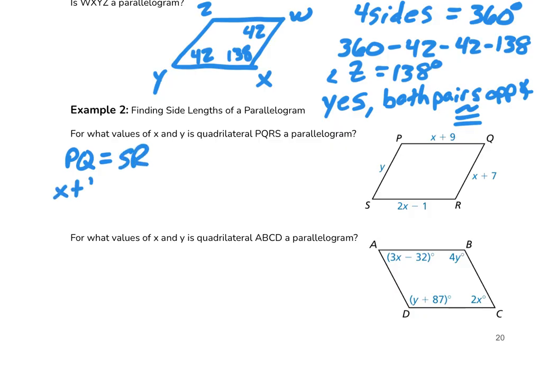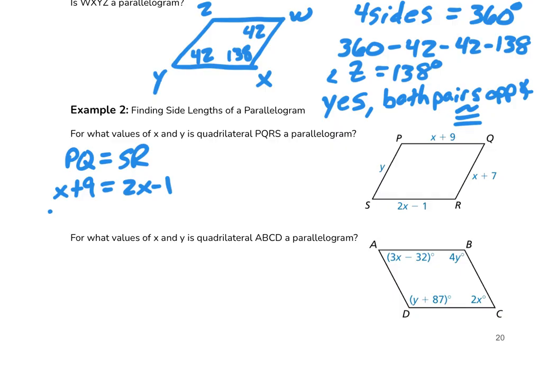PQ is x plus 9. SR is 2x minus 1. And I started with the top and bottom here because look at the left and the right. On the left we have y, on the right we have x plus 7. Right now it doesn't do me a whole lot of good to set those two equal because I have an x and a y, right? I can't solve that when I have two different variables. But on the top and bottom, the only variable we have is x. So this is doable. I can solve this equation for x.